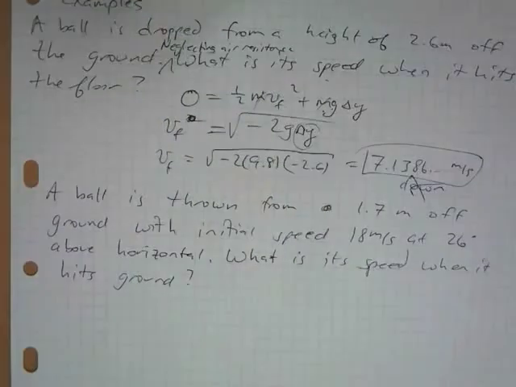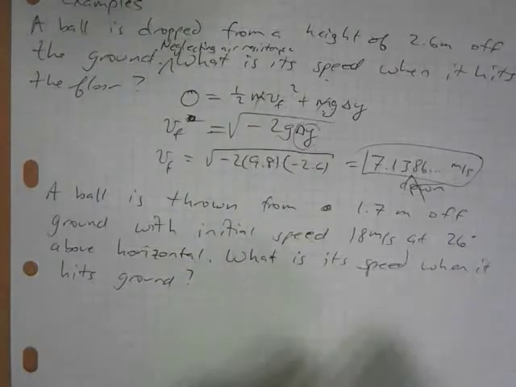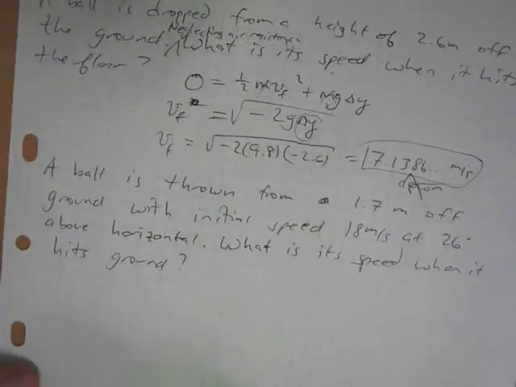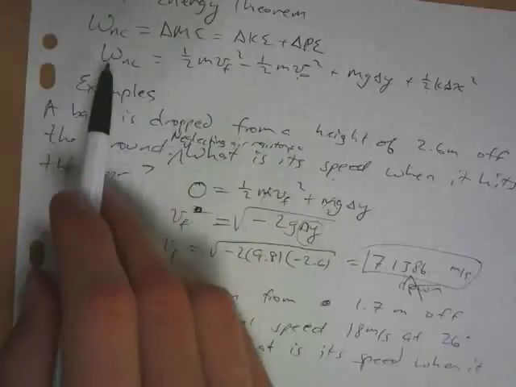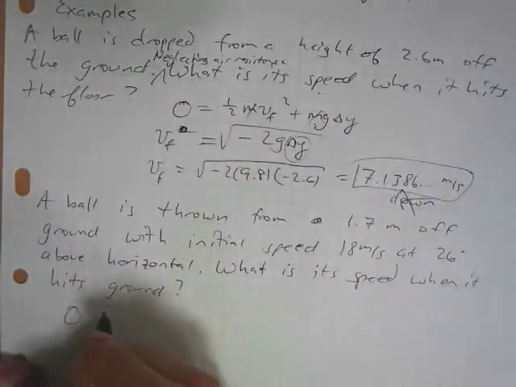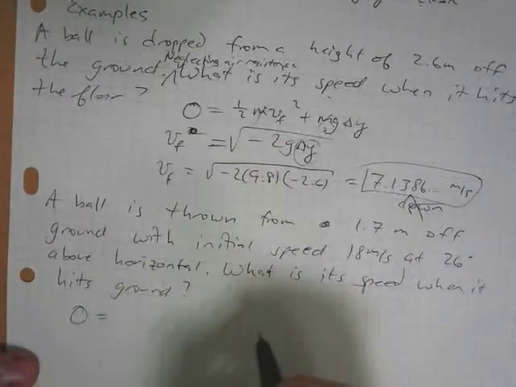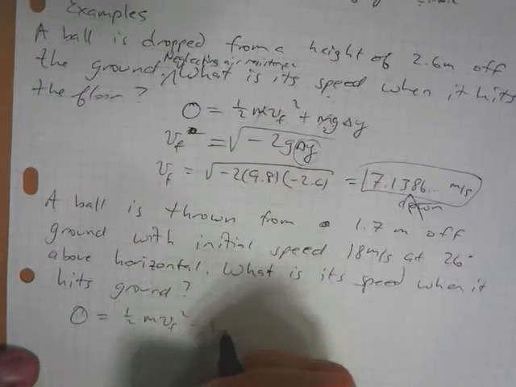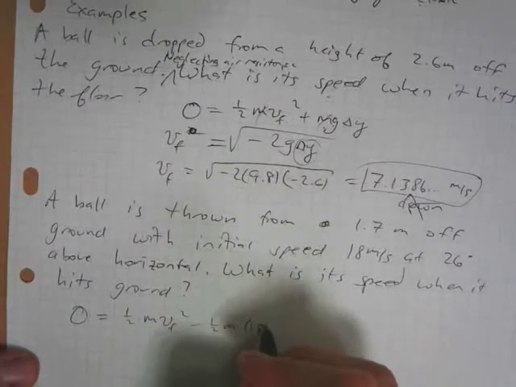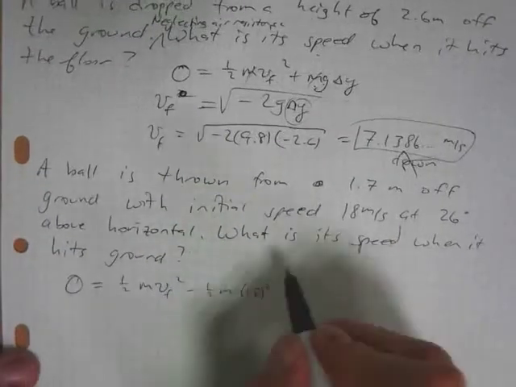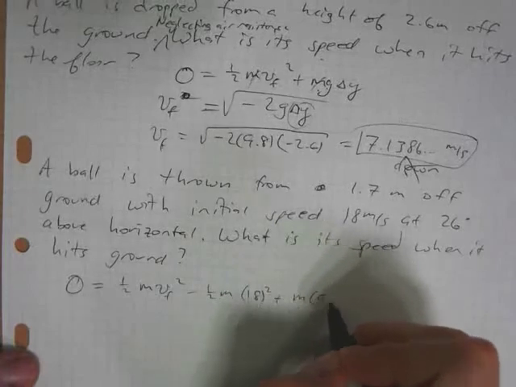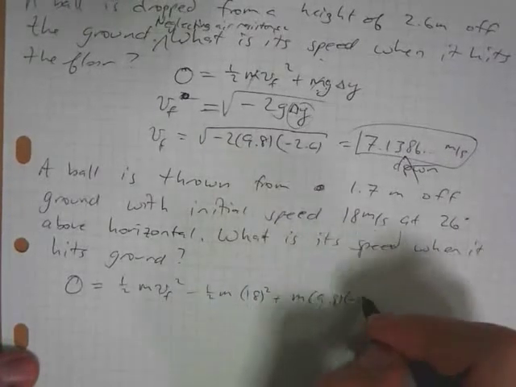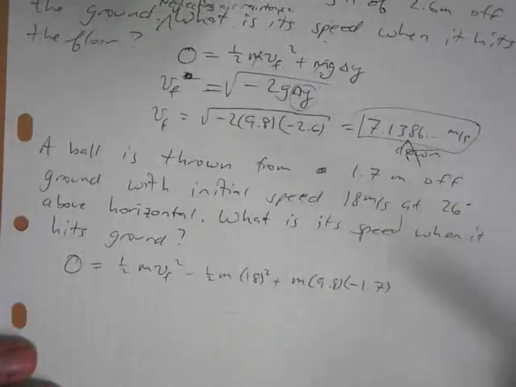Now, with kinematics, this was a complicated problem. We had to break that speed up into its components, do equations with the y component, and then go back and turn that into magnitude and direction. With energy, this problem becomes much simpler. Work non-conservative is 0, because I'm saying air resistance is not present, and that equals 1/2 m v final squared minus 1/2 m v naught squared, where v naught is 18, plus m g delta y, which is minus 1.7 because it's going downward, and there's no spring involved.